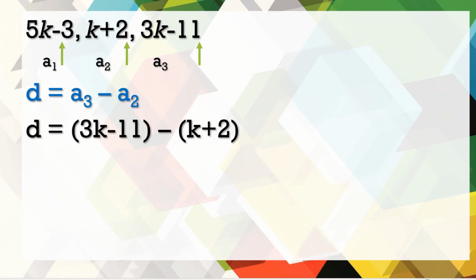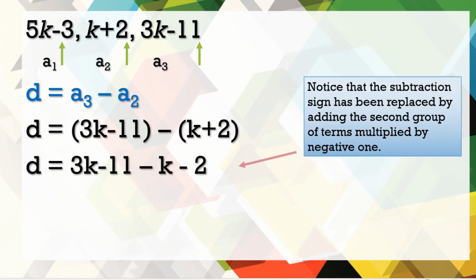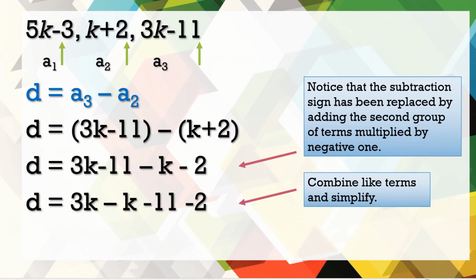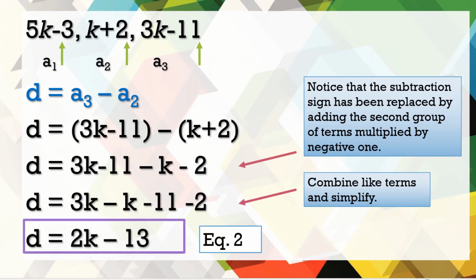This time, let us use the second and third term. We have 3k minus 11 minus k plus 2. It will become 3k minus 11 minus k minus 2 because we applied the same process. And then, we have 3k minus k minus 11 minus 2 because we combine like terms. Now, let us simplify it. 3k minus k equals 2k and 11 minus 2 equals negative 13. Thus, we have 2k minus 13 and that is our equation number 2.